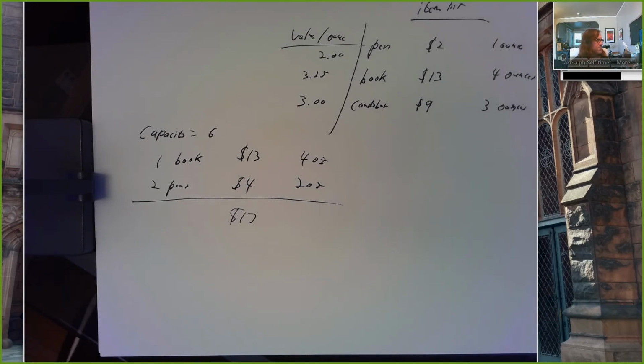So yeah, we could take as many books and then as many candy bars and so on. And we can divide by price per ounce and rank them. But this is not our optimal solution. There's a better solution to this problem. So what's the better solution?